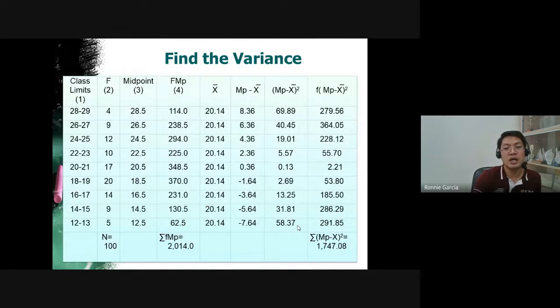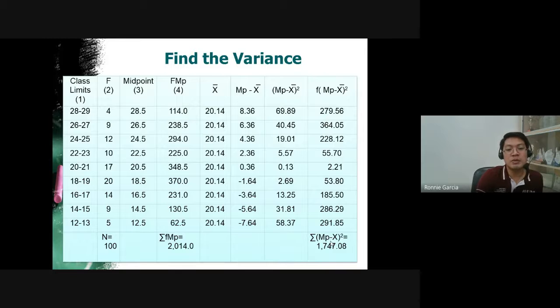You need that formula for the others. Then, the last part is to multiply the squared values by column number 2, the frequency. Isn't it F times the quantity of MP minus x bar squared? So 4 times 69.89, that's why you have 279.56. Then drag it all down to get 9 times 40.5, 12 times 19.01, and so on. Then take the sum, which is 1,747.08. That is the numerator.